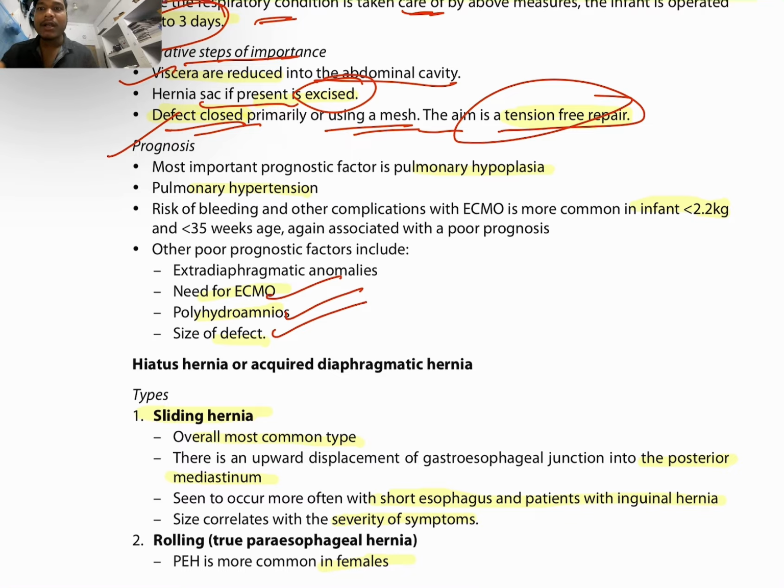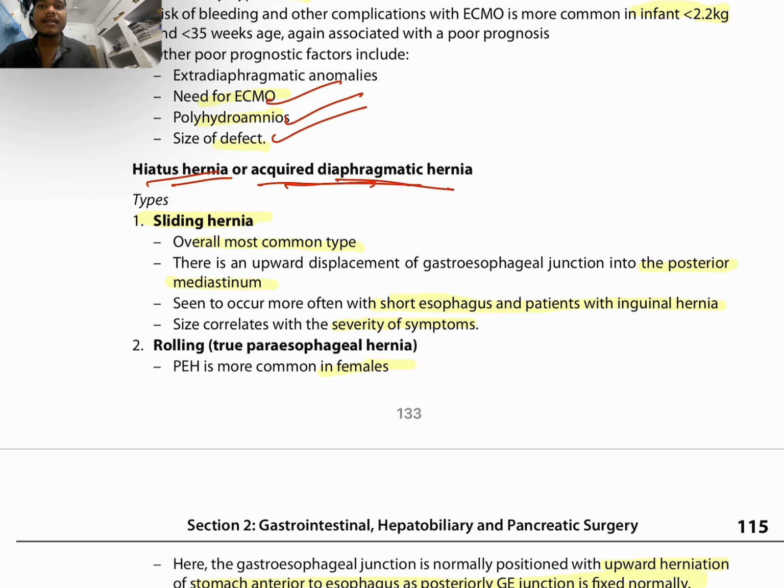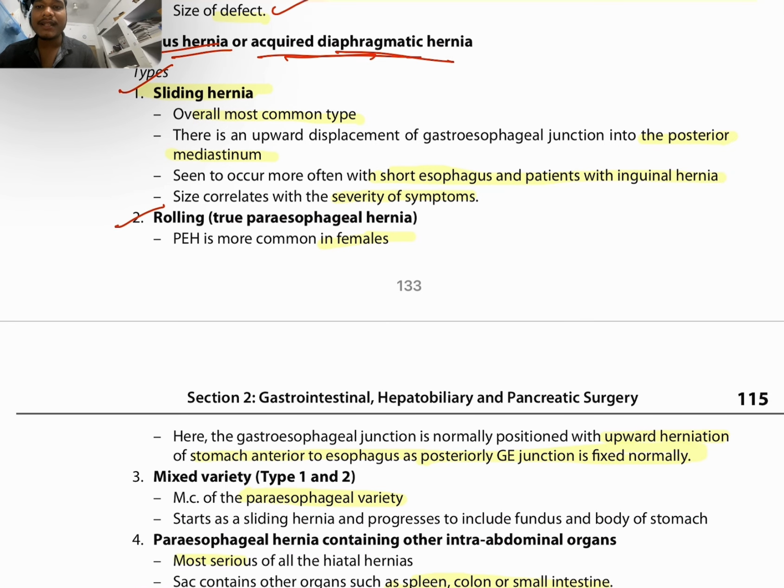Now we will go for the acquired diaphragmatic hernia as well as the hiatal hernia. As I have told, it is of three types: sliding hernia, rolling hernia, as well as mixed and paraesophageal hernia.